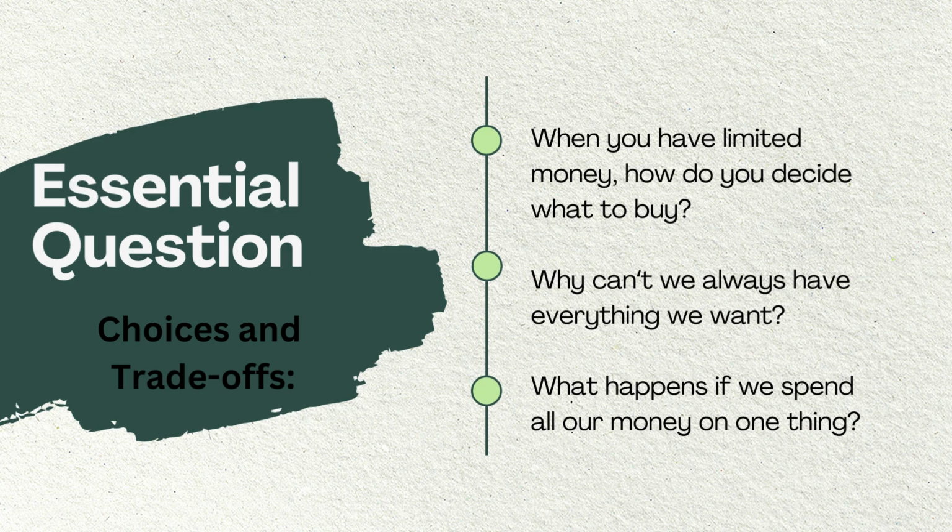And then focusing on choices and trade-offs. When you have limited money, how do you decide what to buy? Why can't we always have everything we want? And what happens if we spend all our money on one thing?